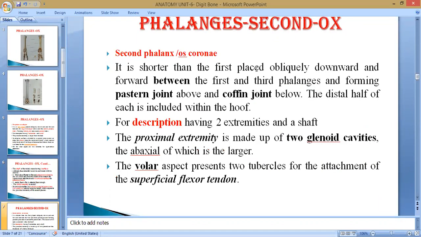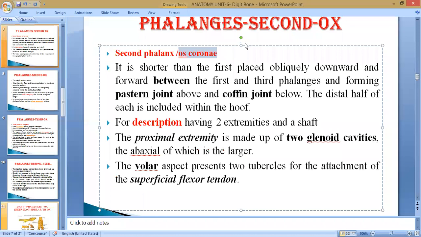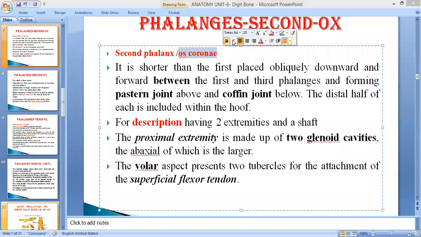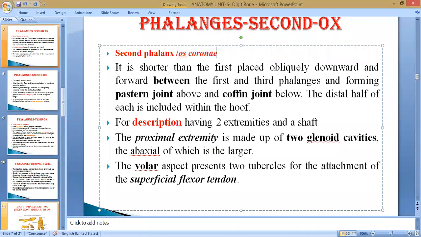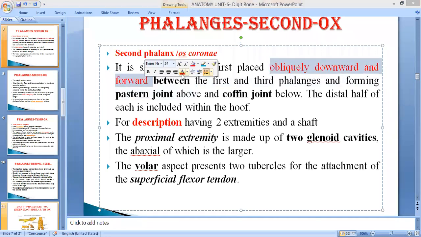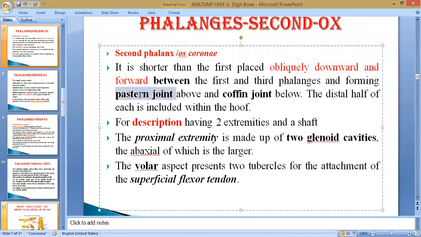Okay, this is the second phalanx. The second phalanx is also known as os coronae. It is located in between the first phalanx and the third phalanx, and its position is obliquely downward and forward. Proximally it articulates with the distal part of the first phalanx, forming the pastern joint, and distally it is in contact with the upper part of the last phalanx, forming the joint known as the coffin joint.